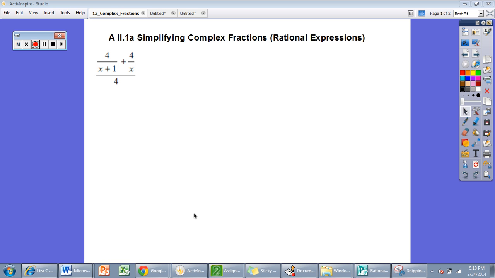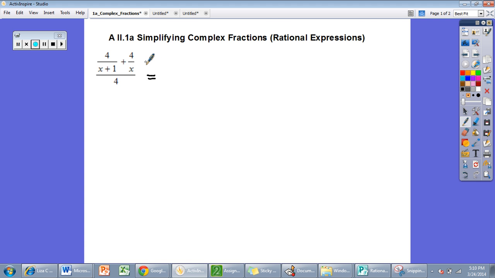This video is to review how to simplify complex fractions. So we have this complex fraction here, and we know that in order to simplify this, we must have one fraction over one fraction. So what we must do here is add what's on the top before we can go any further. What's on the bottom is all ready and all set to go.